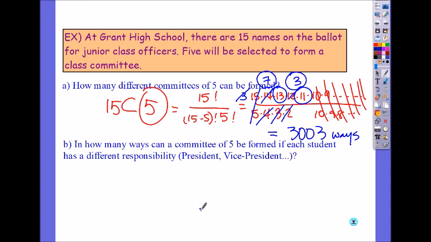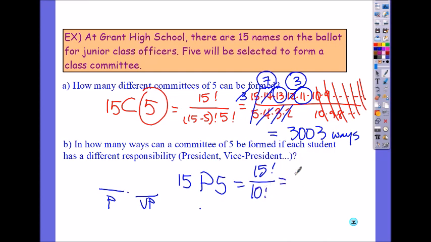So now here, how many ways can a committee of 5 be formed if each student has a different responsibility? So would the order matter? Yes, right? Choosing one person for president is different than choosing that person as vice president. So this will be what? 15 permutation 5, which is 15 factorial divided by 10 factorial. So you get 15, 14, 13, 12, 11, 10, dot, dot, dot. And 10 factorial is what? 10, dot, dot, dot. So it's just these numbers multiplied.